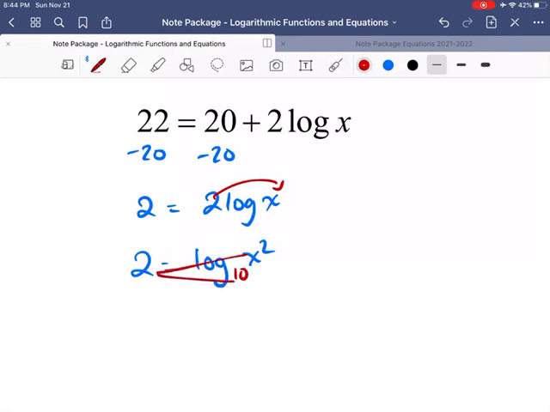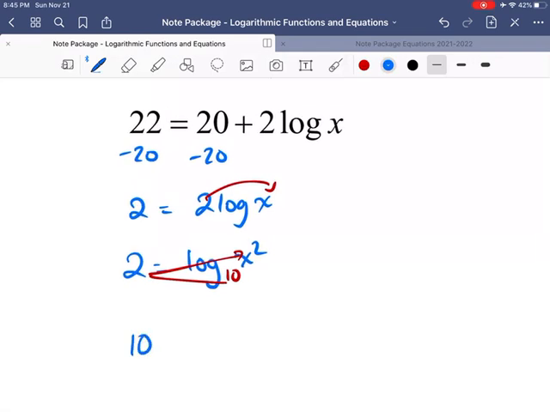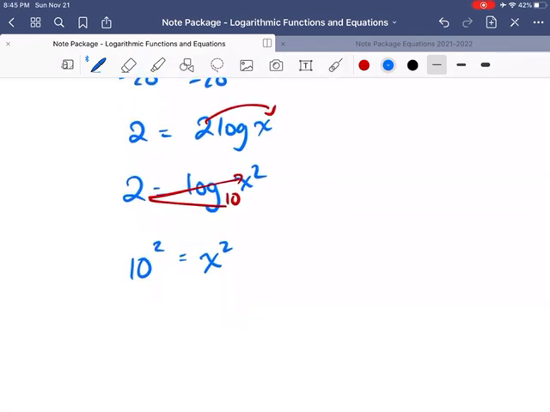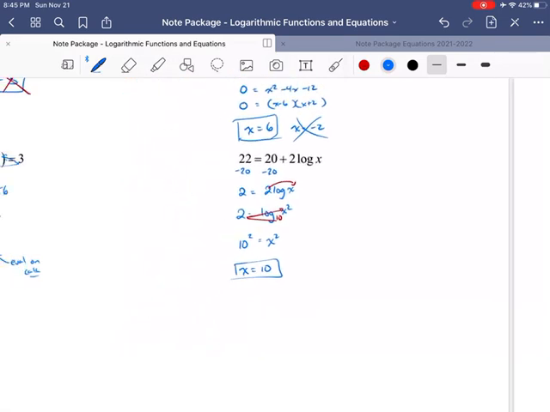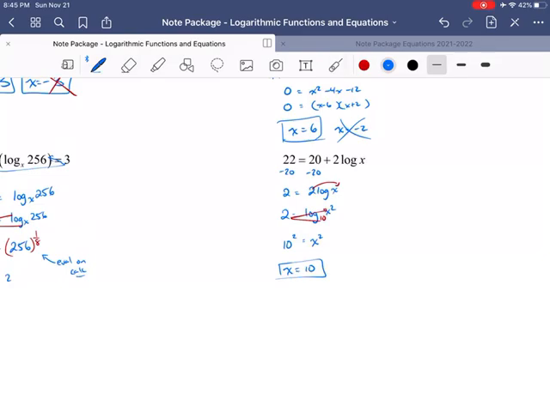So we can go 10 squared is equal to x squared. 10 squared equals x squared. x must equal 10. And there's our solution. That's the end of this lesson.